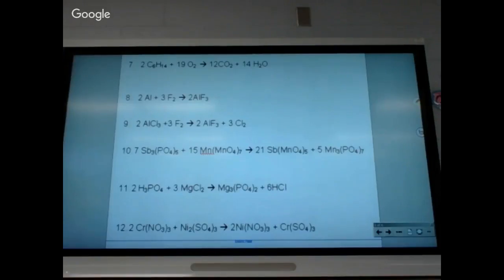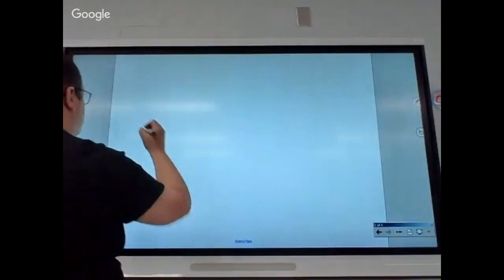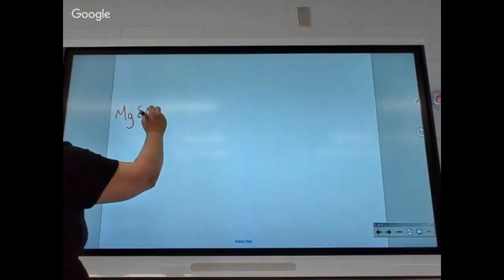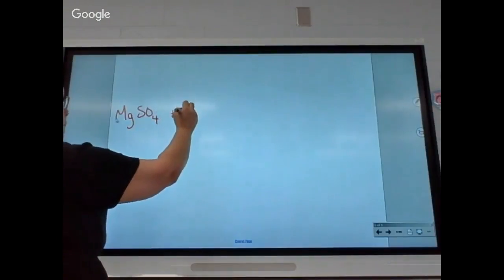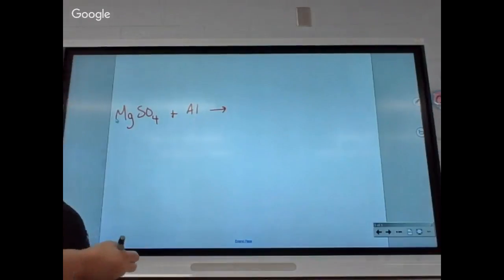Are we done? All right, which ones do we need to work? Any? Or are we going to all of them? 5 and 6. All right. I guess 5 and 3. All right, so tell me what 5 says. Mg SO4 plus Al. That's it. Okay, so what kind of reaction is it?